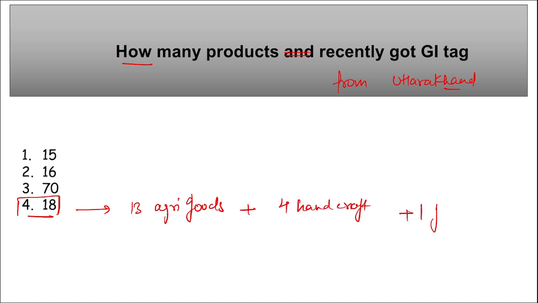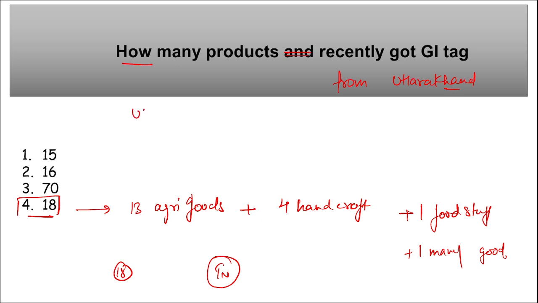correct? 1 foodstuff, and 1 manufactured good has received the GI tag, correct? And here Uttarakhand became the first state in the country to get the highest number of tags in a single day, that is 18 GI tags in a single day. Then if I ask you which is the state having the maximum number of GI tags, it is Tamil Nadu.